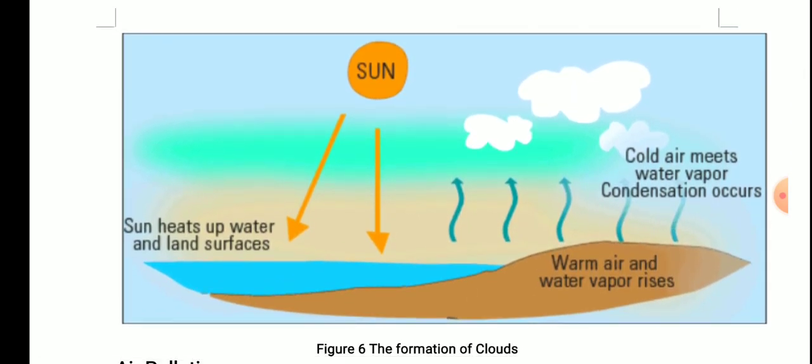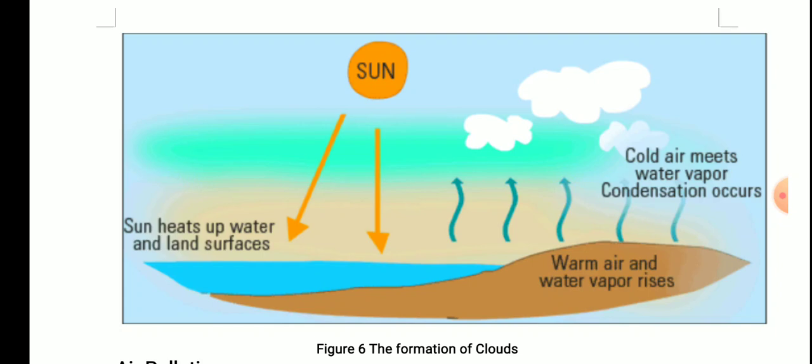Now this diagram will show you better what happens: due to the heat of the sun, it heats up the water and the land surfaces. Then warm air and the water vapor, because the water will convert into water vapor. What is that process called? It is called evaporation, the conversion of liquid into vapor below its boiling point. So evaporation takes place, and the liquid turns into gaseous form. The water vapor formed from water is also in the gaseous form, so along with air it starts to rise.